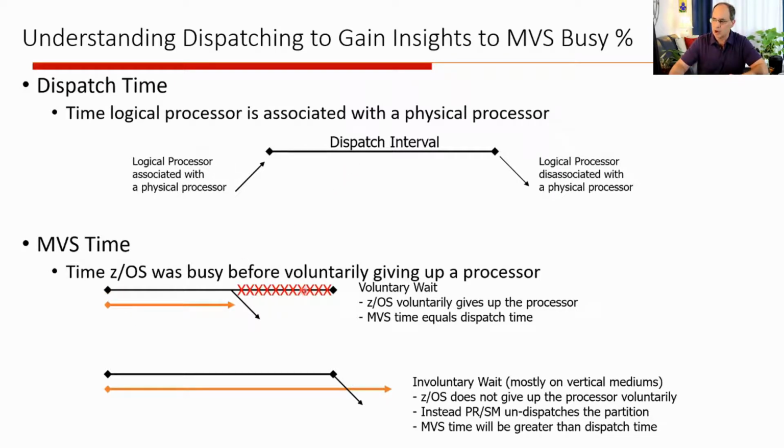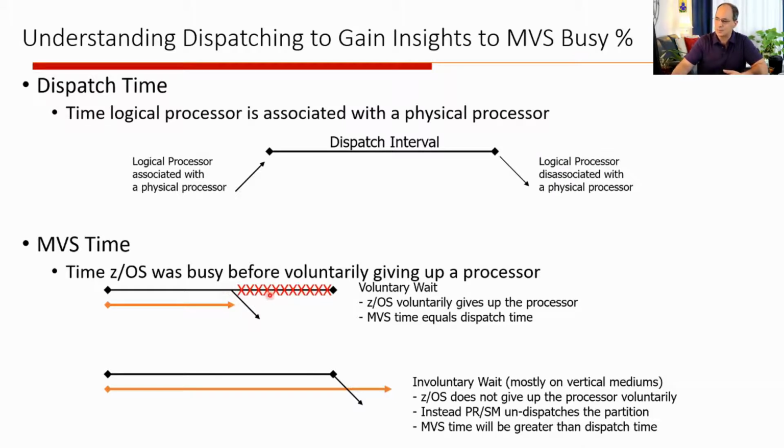The logical processor is dispatched to the physical processor, and the workloads in MVS are running. And then somewhere in the middle of that, we go into a voluntary wait, which is a way of the LPAR and its workloads saying, look, we have gotten enough CPU. We don't need any more CPU. We're done. And so what PR/SM will do is take away the physical processor from the logical processor, because it can give it over to some other LPAR.